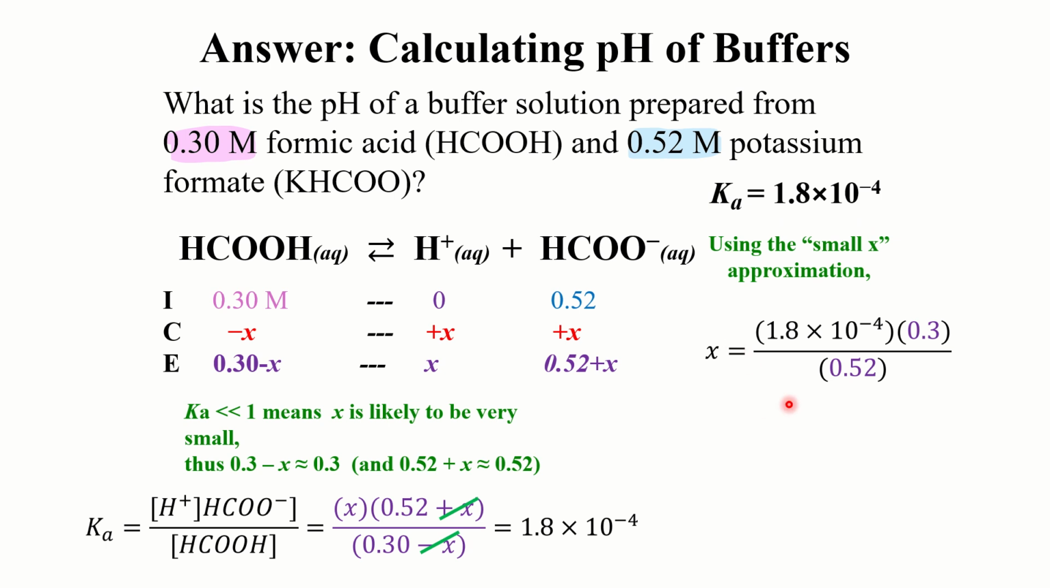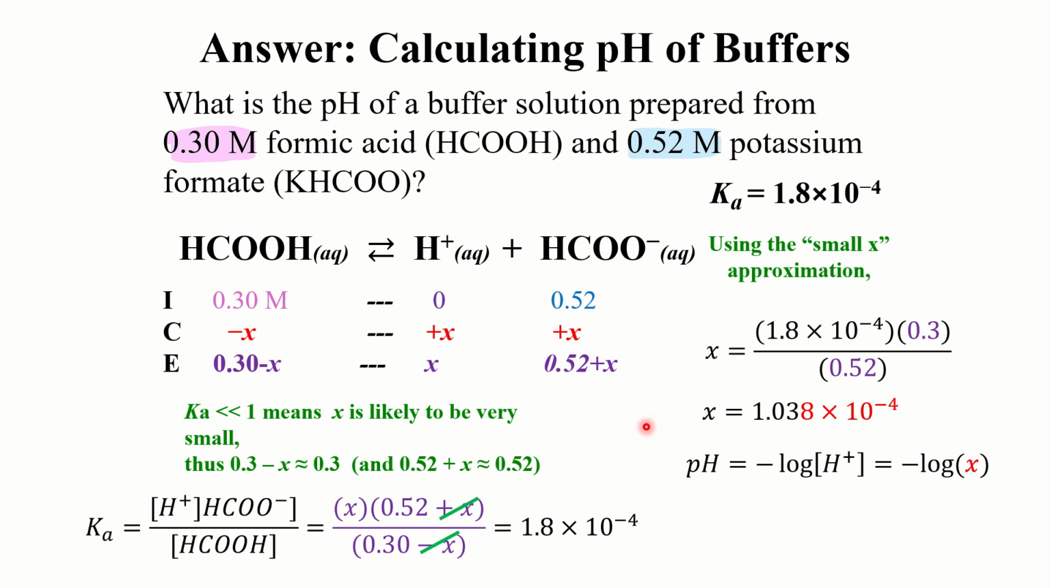And so we get x is equal to 1.8 times 10 to the negative fourth multiplied by 0.3 divided by 0.52. So basically this was multiplied from the left to the right, and then this was divided from the left to the right to isolate x. We get an x value of, sorry, I messed up my font here, 1.038 times 10 to the negative fourth.